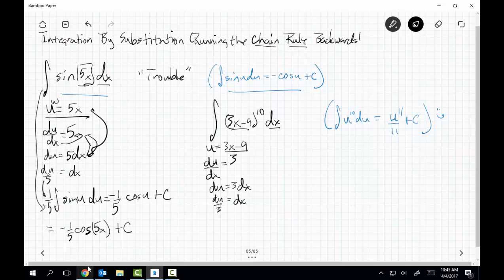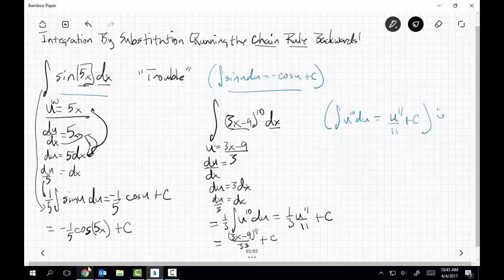Now I'm done. So this integral becomes 1/3 the integral of u to the 10th du. I have transformed this integral into this integral. And poof, watch what happens. This just becomes 1/3 u to the 11th over 11 plus c. We'll clean it up in the next step. Well, what was u? u is 3x minus 9, right? What's 3 times 11? 33. So this just becomes (3x minus 9) to the 11 divided by 33, plus c.